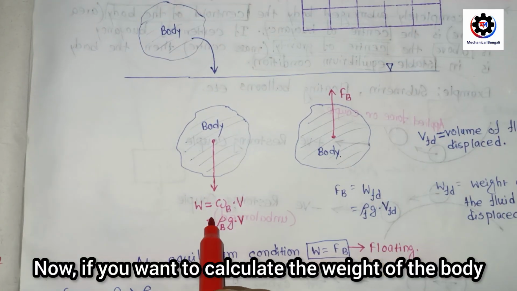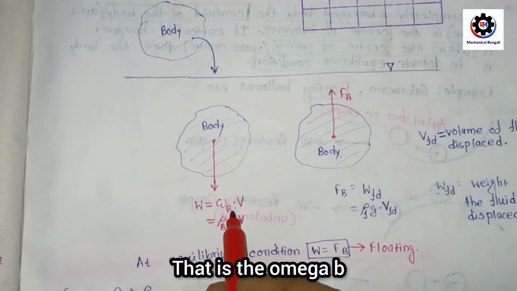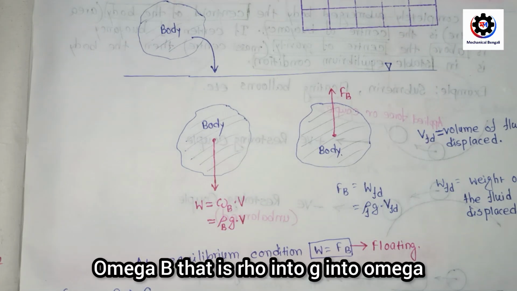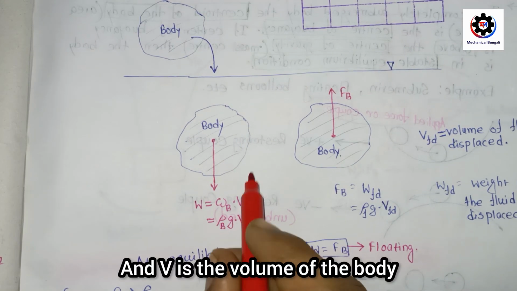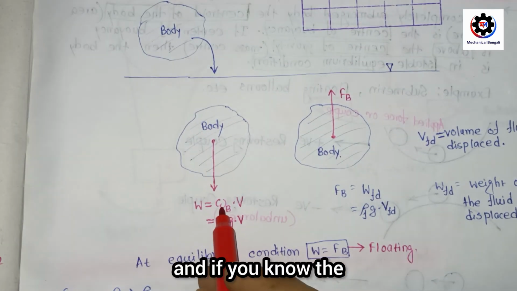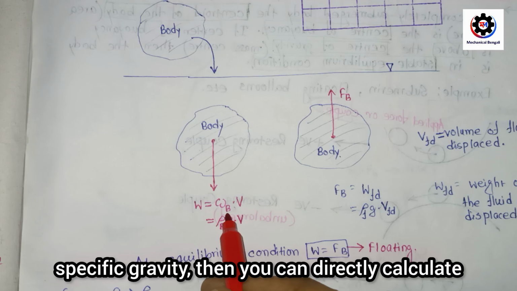Now if you want to calculate the weight of the body, how to calculate this weight? That is omega_b into V. Omega_b is the specific weight, that is rho into g, and V is the volume of the body. So if you know the volume, the density of the body and the specific gravity, then you can directly calculate the weight of the body.